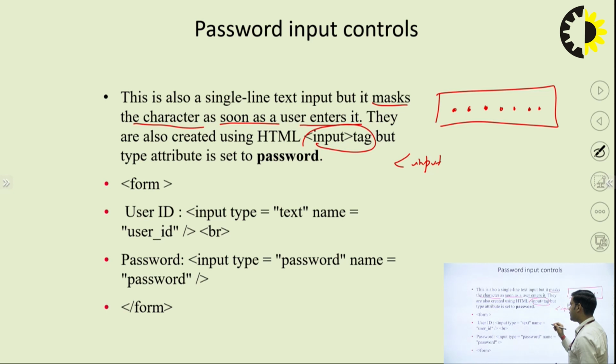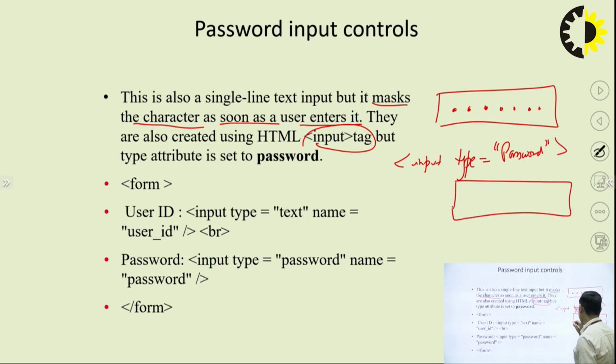Using the input tag, if you are creating a password, then you define the type attribute. What is the type attribute? Password. So this box is created when the user enters his or her password, and the password will look like this. Okay. Next, user ID and password. So this is the syntax regarding the password input control.